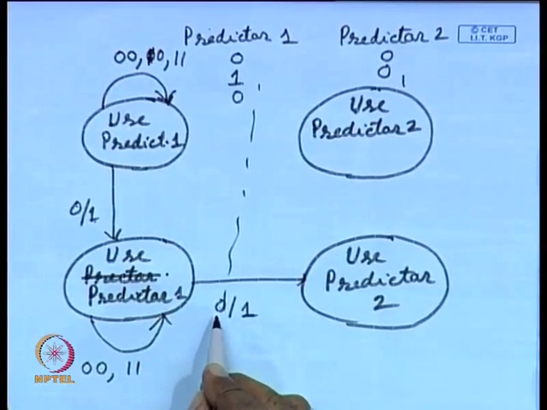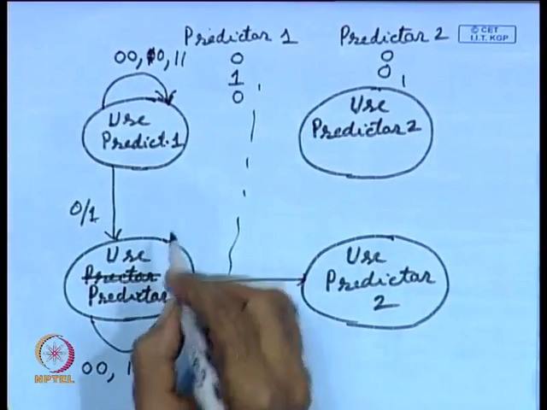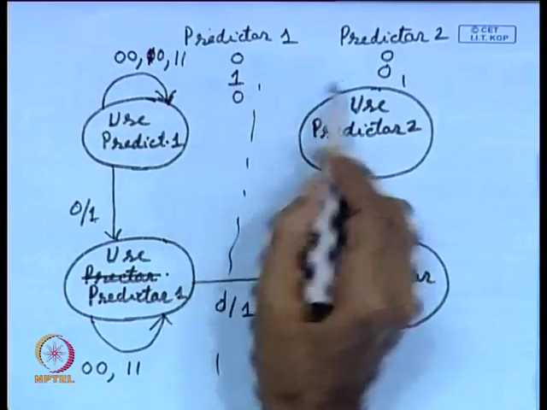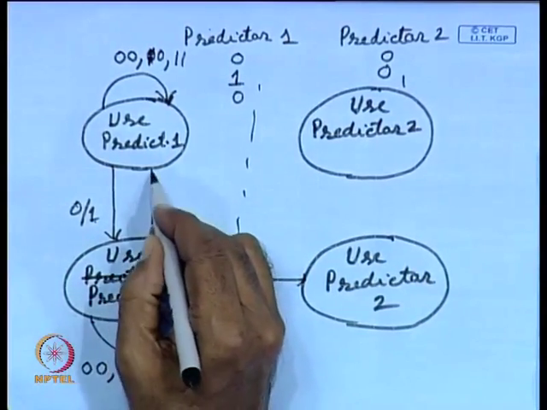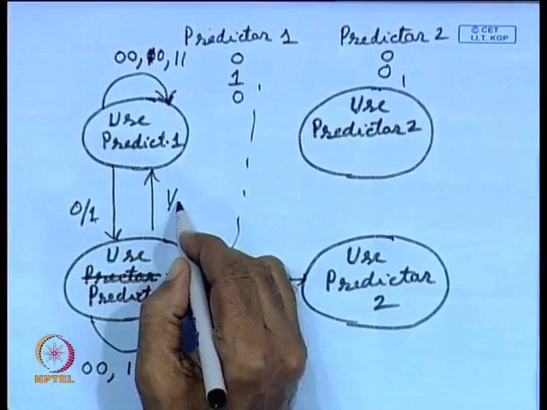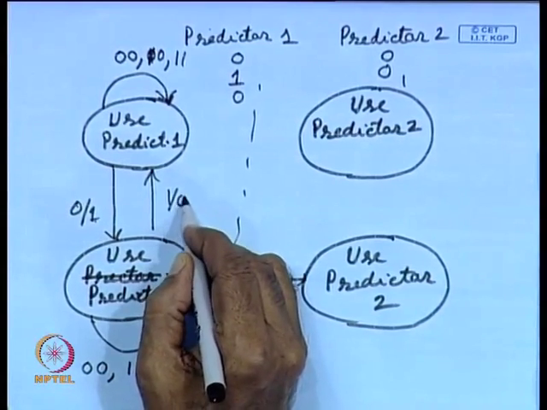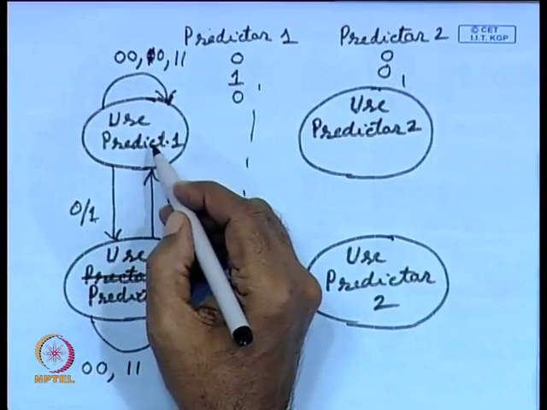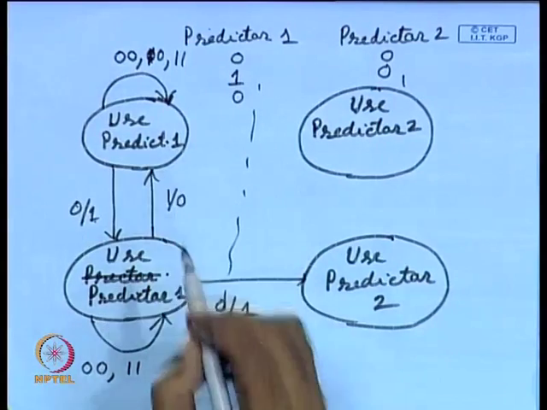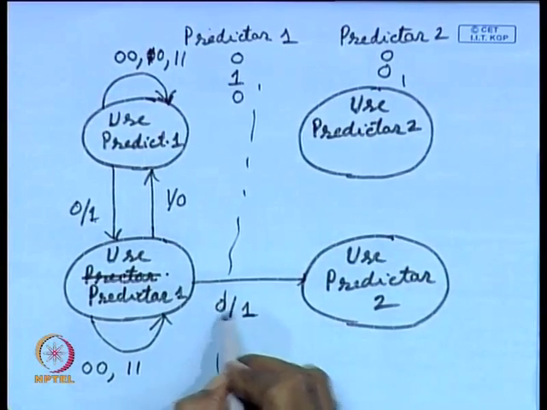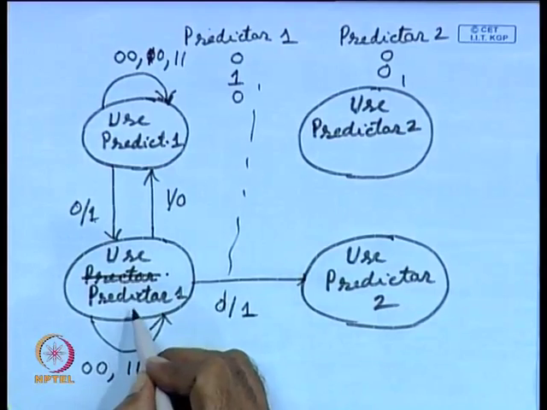And only when the other way happens, that means if it is 1 0, then again it will go back to this state. That means if predictor 1 is right and predictor 2 is wrong, it moves in that direction. So, it will go from here to here, and whenever it is 0 1, it will go from predictor 1 to predictor 2.